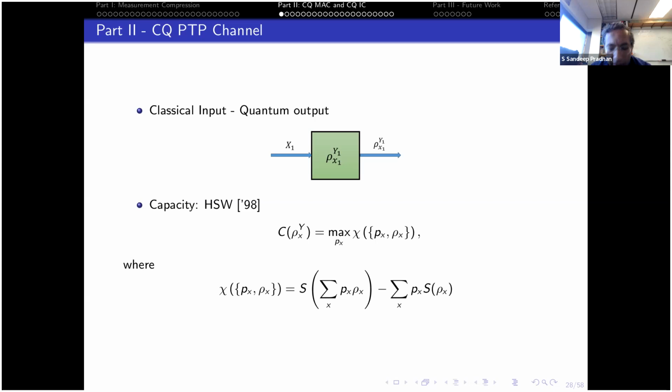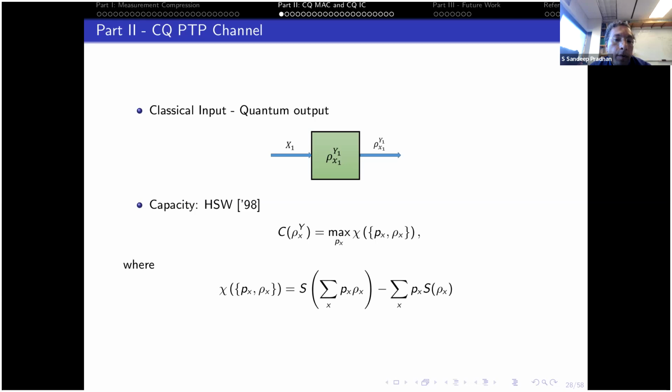The problem of finding the capacity was addressed by Holevo, Schumacher, and Westmoreland, who looked at this problem in 1998 and came up with a computable characterization of the asymptotic performance limit.